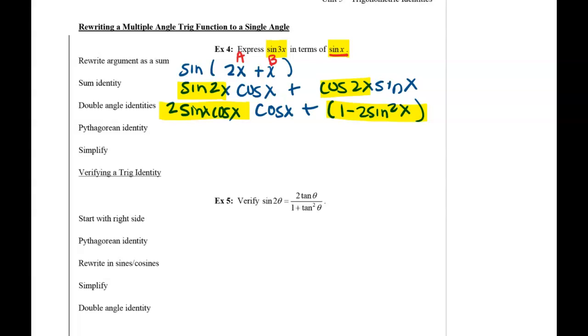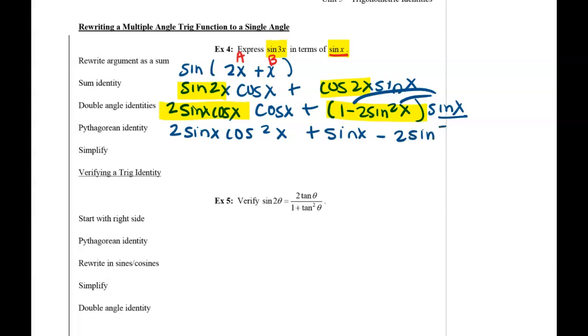And then I still have the sine x. The reason why I did that is because this is sine here, and I wanted it all in the same trig function. So over here, I have cosine x and cosine x, which is 2 sine x cosine squared x, plus distribute the sine x minus 2 sine cubed x.